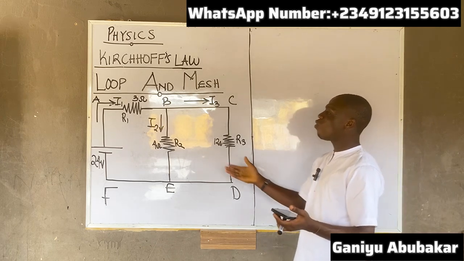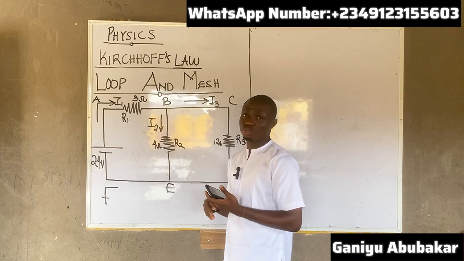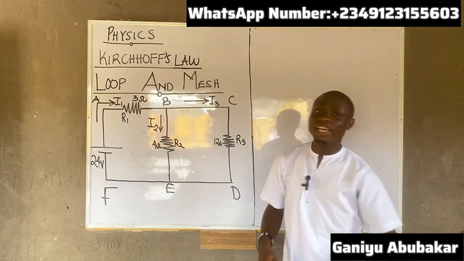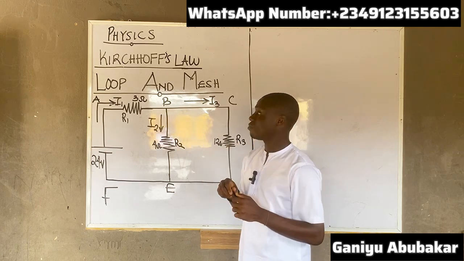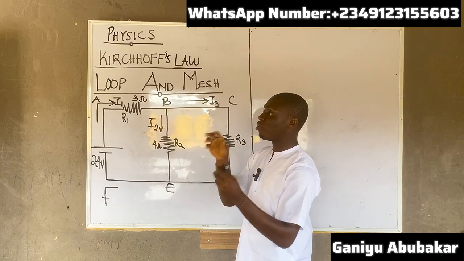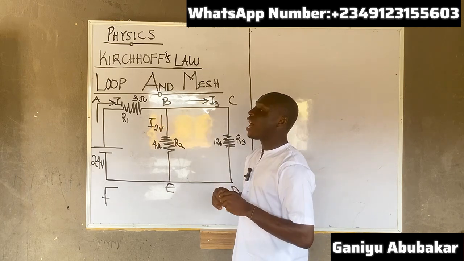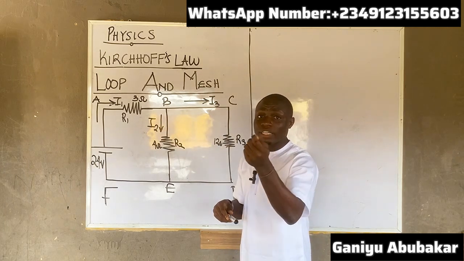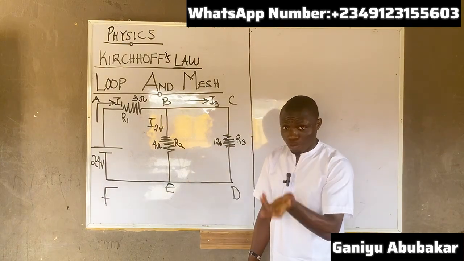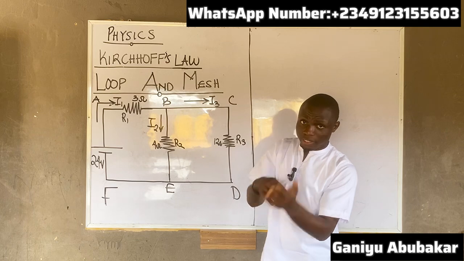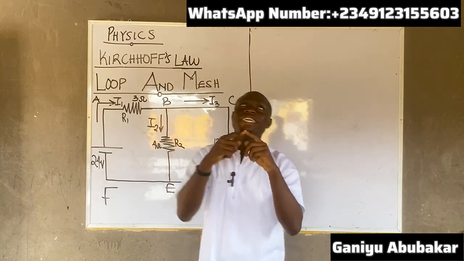So what is a loop? If I'm asked to identify the loops and the merges here, what do you do? We said that a loop is a closed path that starts from a point and ends at that same point, and it contains other loops in it. So it always contains other loops in it. That's case one. What's a loop? A loop is a closed path.